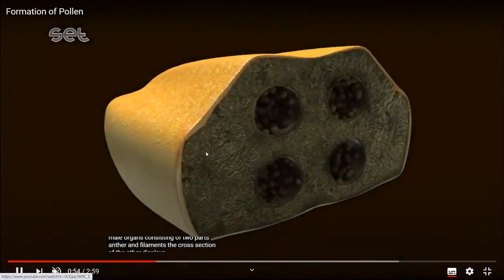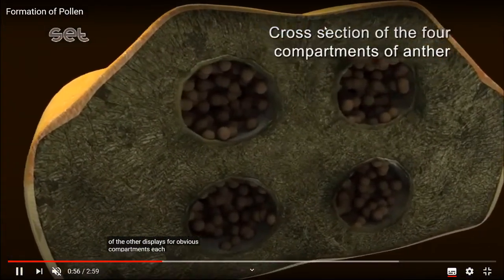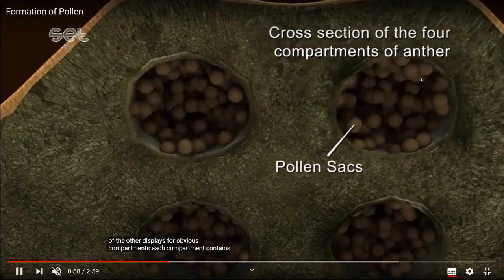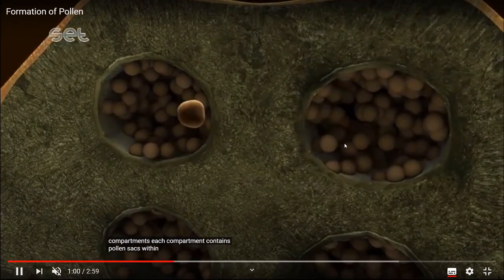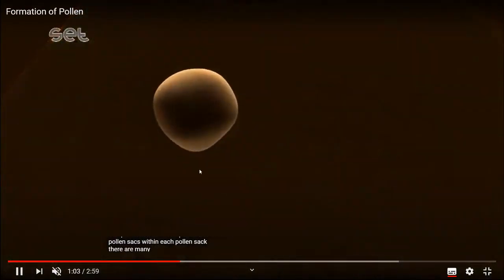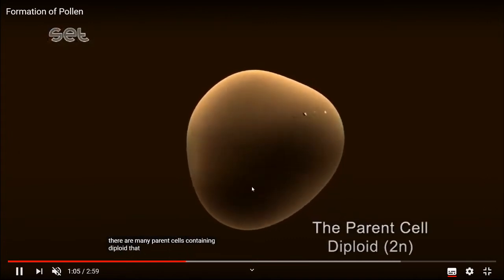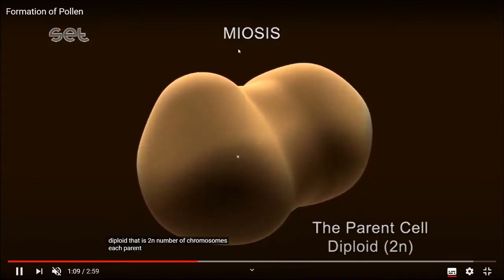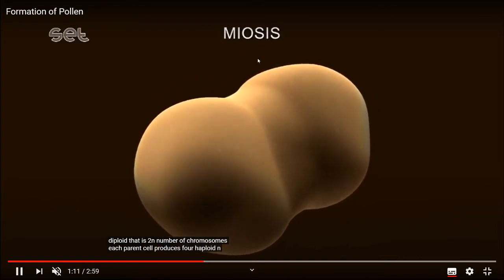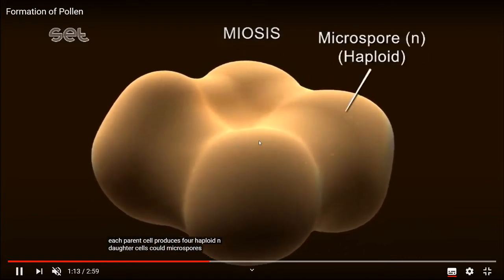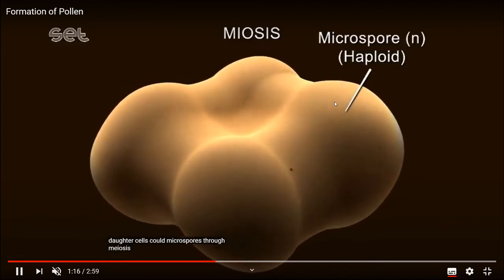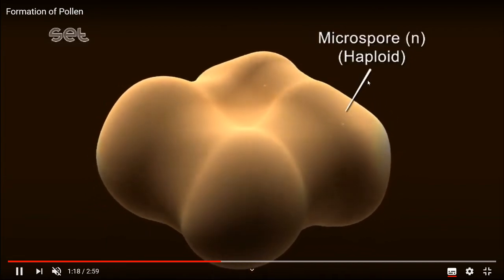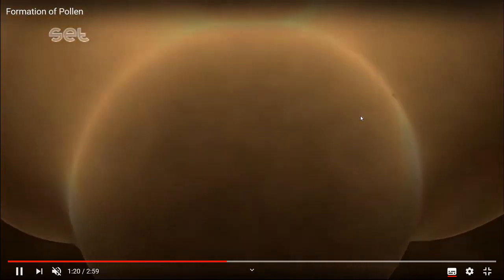Okay. So now this is TS of anther. See, this is the cross section of the four compartments of the anther. Now these are the four pollen sacs. Now see, each pollen parent cell which is diploid, it undergoes meiosis and it forms haploid n number of microspores by the process that is called as meiosis.